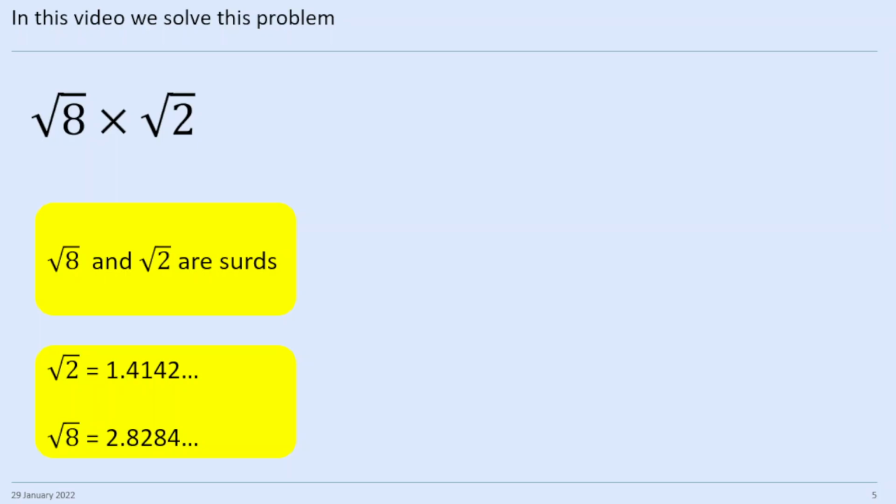If it was a square root of 25, we could just write it as 5, or the square root of 9, we could just write it as 3. But these are not exact square roots, so we leave them as square roots. And this is fine because we can do clever things with surds.